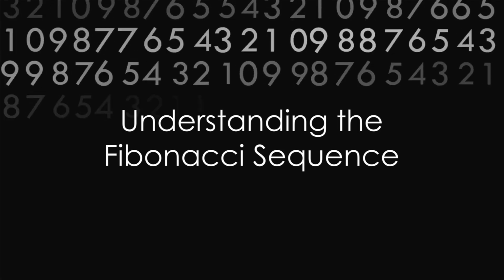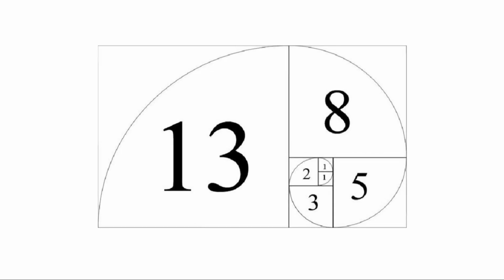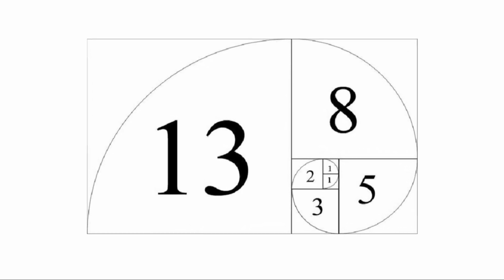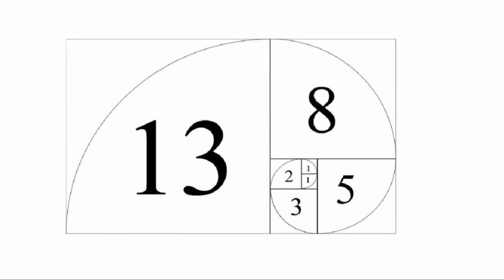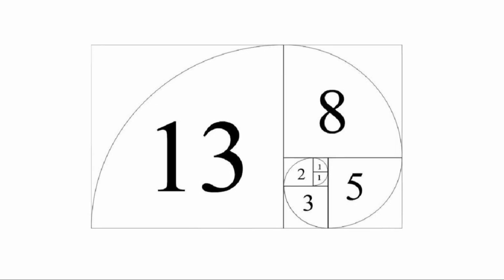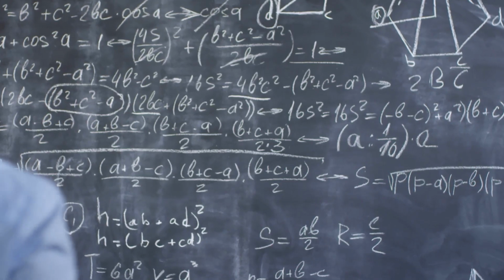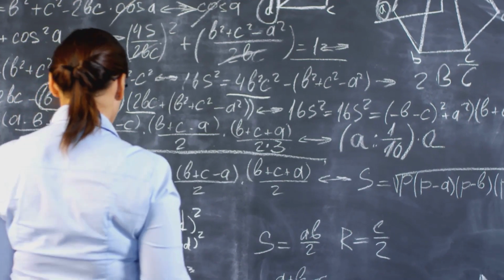The sequence starts with 0 and 1. Each subsequent number is the sum of the two before it. So it goes 0, 1, 1, 2, 3, 5, 8, 13, and so on. This simple yet powerful sequence has intrigued mathematicians and scientists for centuries.